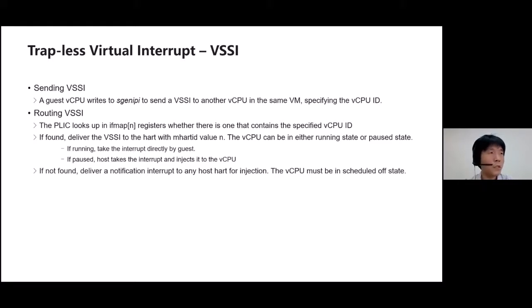If there is no slot that contains the specified vCPU ID, a notification interrupt is delivered to any host hart for later injection. The vCPU now must be in the scheduled off state.